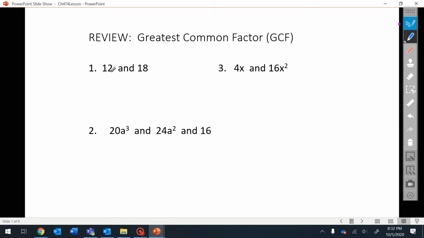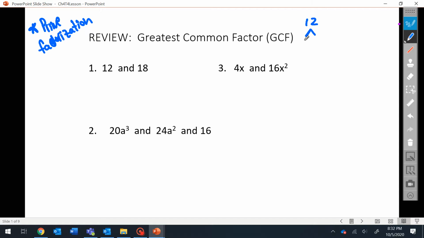We want to know what the GCF of 12 and 18 are. Essentially, we're looking for what is the largest number that divides evenly into both 12 and 18. And the way to do this is to break things up into their prime factorization. So what that means is we want to know all the prime numbers that multiply to give us 12. The easiest way to do that is a factor tree.